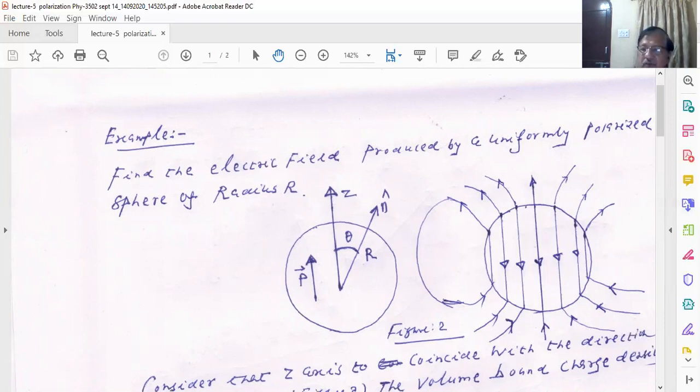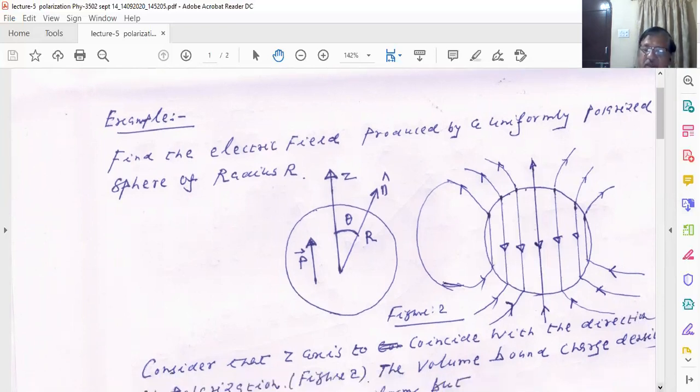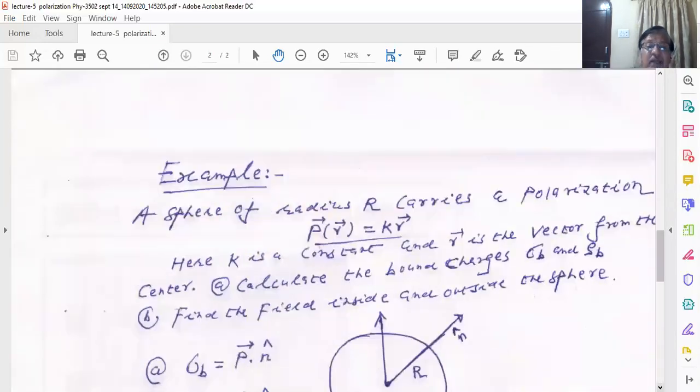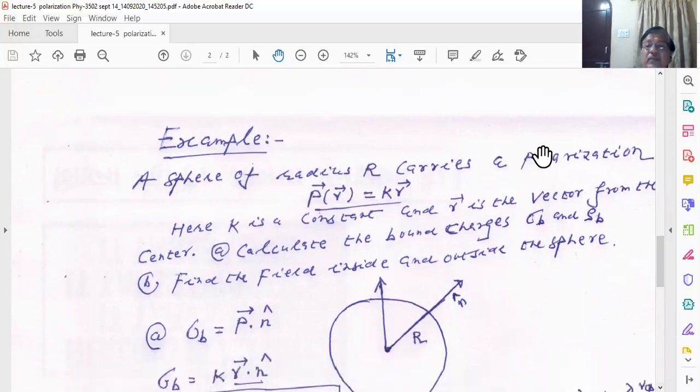Now you see, once you understand this problem, let us try to understand another problem which I have. I have selected another problem: you have a sphere of radius capital R once again, and it carries a polarization. And here the polarization is non-uniform. It is a function of r.